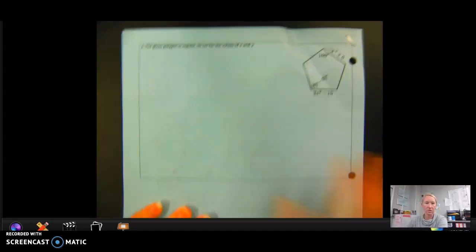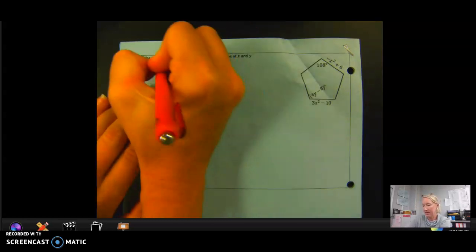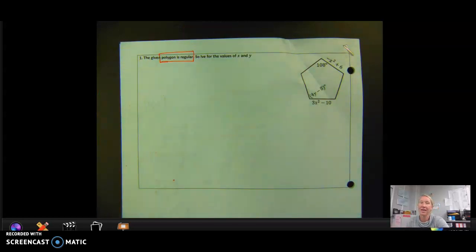What I want you to do is pause me, and see if you can figure out the values for x and y. Knowing that this polygon is regular, so we just talked about how a regular polygon has all equal sides and all equal angles. So go ahead and pause me and try that one. And then unpause me when you're finished and we can go over it together.